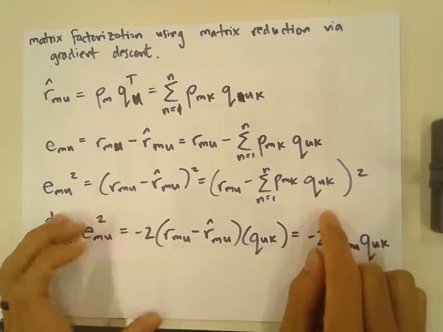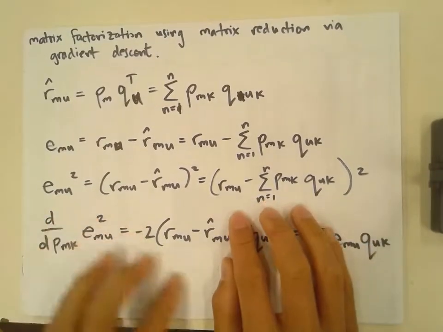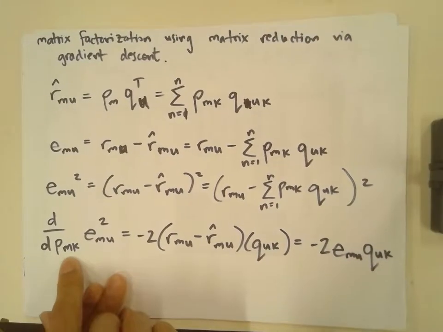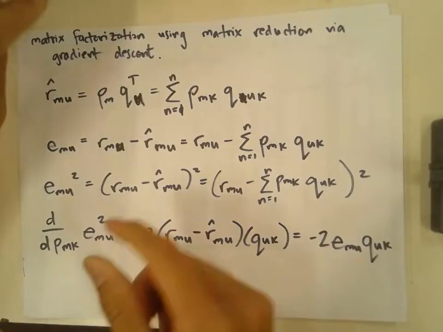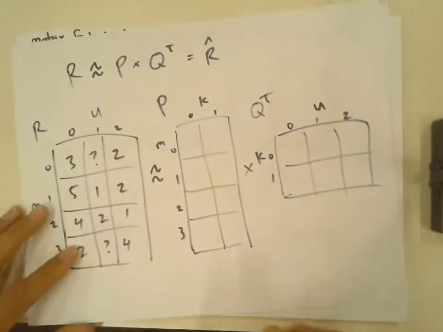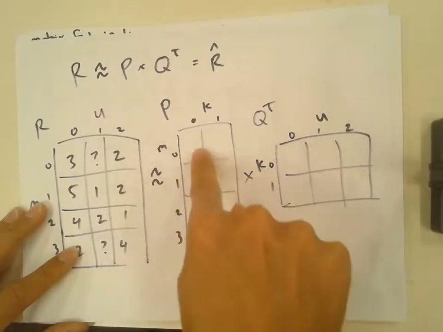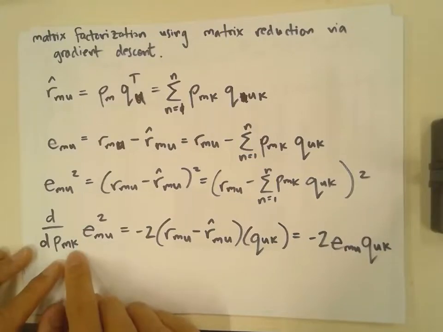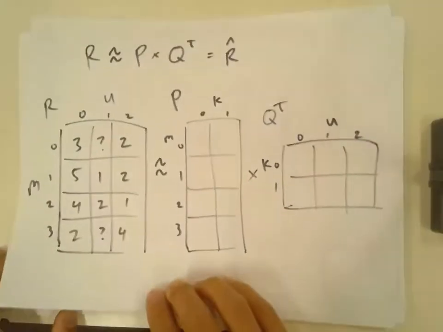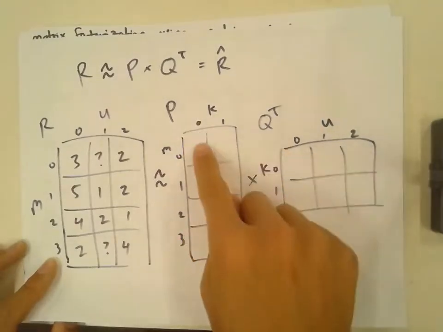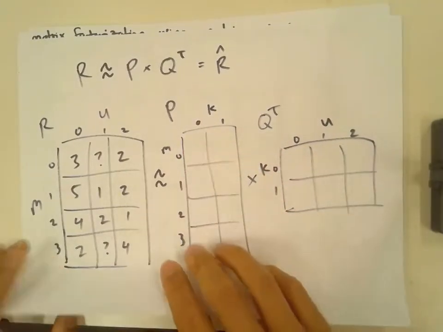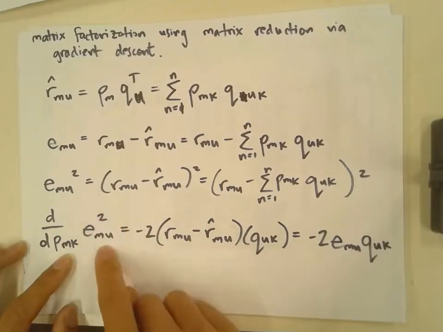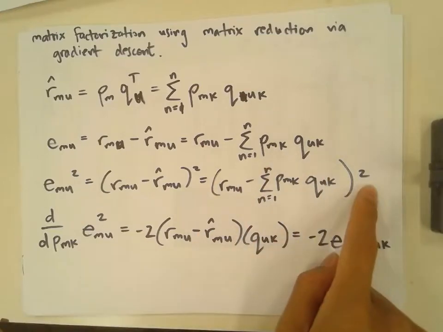So that's our error function, and then we're going to take the derivative of this. Here we're taking the derivative with respect to a specific element in the P matrix, P of MK. So we're taking the derivative with respect to this one value. When you take the partial derivative with respect to P of MK, you're saying that P of MK is the variable, the thing that we do not know. We're taking it with respect to P of MK on E mu squared, which is this equation here.